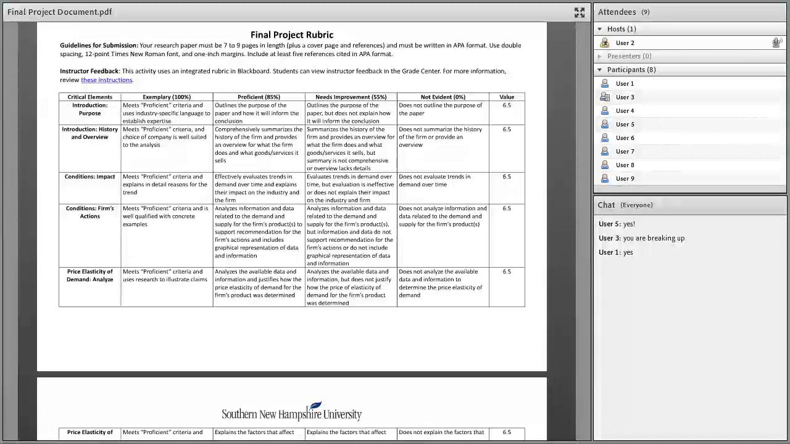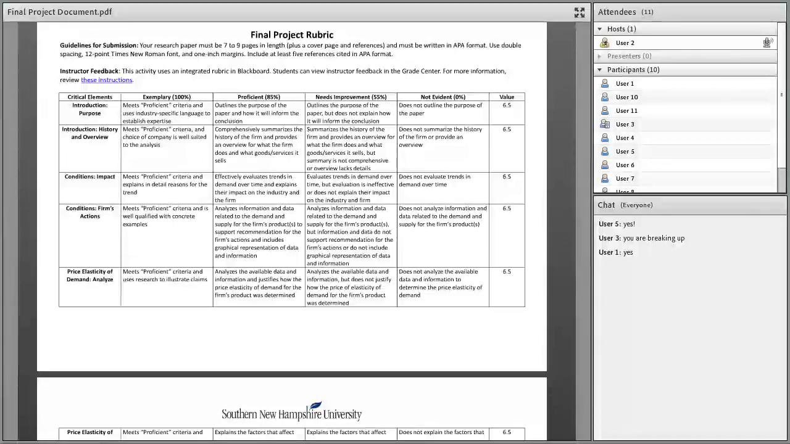For the history, you have to prove that the choice of company is well suited to the analysis. You might have already reached this goal because when you're providing the history and explaining what the purpose of your paper is, you might have already explained why this company is suited for the analysis, why you chose it based on its history. So you'll probably get through the introduction pretty seamlessly.